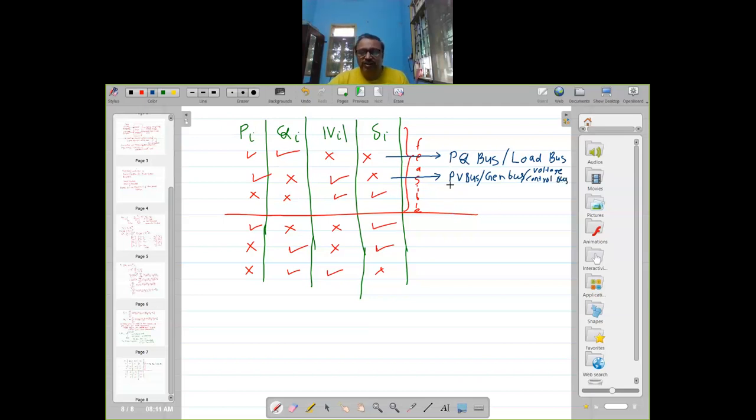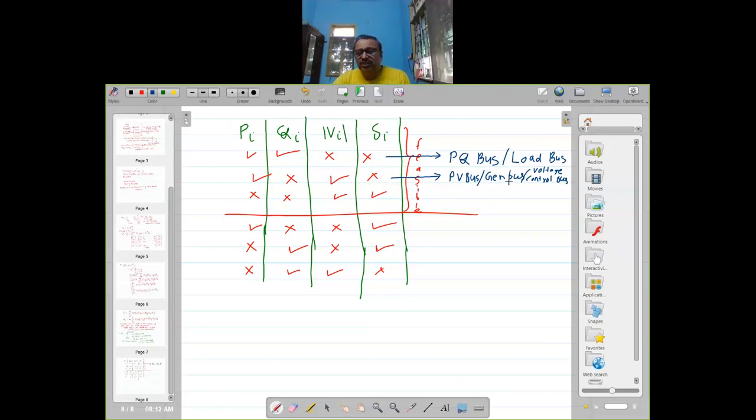But this is also a realistic situation. In an actual power system, we will have this combination, and we will have this combination. Now, why have I selected this combination? We know the real power, we know the magnitude of the voltage, and the reactive power at that bus and its angle are not known.